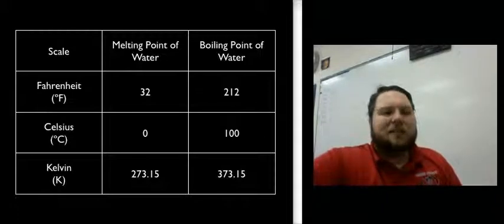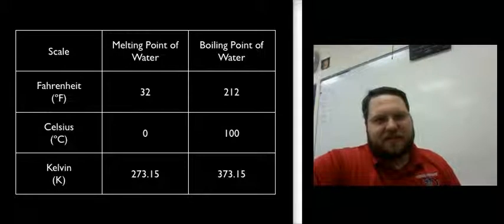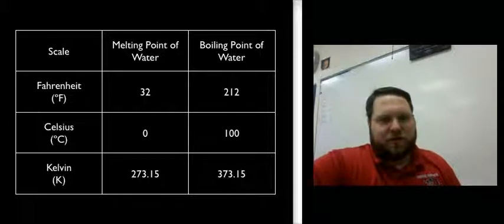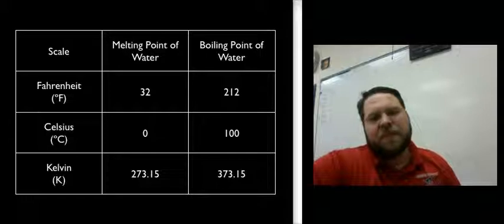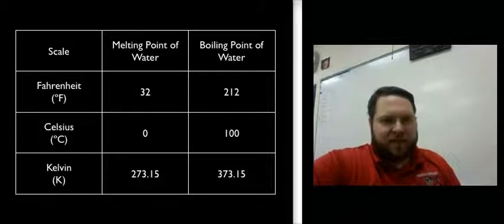And then the last one, Kelvin, is the temperature scale that scientists use. And scientists use it as opposed to the other two for a very specific reason. With Fahrenheit and with Celsius, it's possible to have negative temperatures. That is, if you're below the melting point of water and you're dealing in degrees Celsius, you're going to be dealing with negative temperatures. With the Kelvin scale, however, there are no negative temperatures.